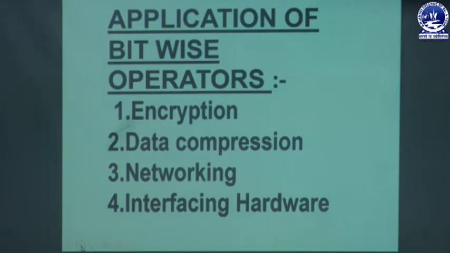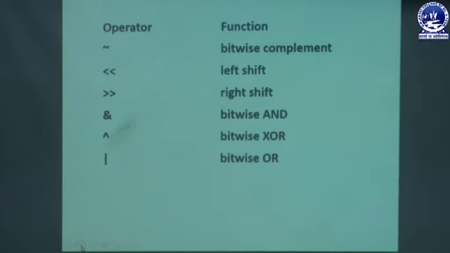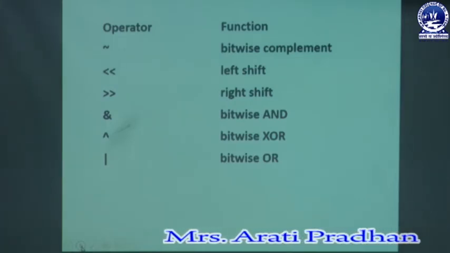And interfacing hardware. We know that there are many different types of hardware devices, and each hardware device is detected by the operating system by using true or false, by using a flag, and for that we also need bitwise operators. Now, these are the operators used as bitwise operators in C++: bitwise complement, left shift, right shift, bitwise AND, bitwise XOR and bitwise OR. We will discuss each operator individually so that you will be clear on this concept.